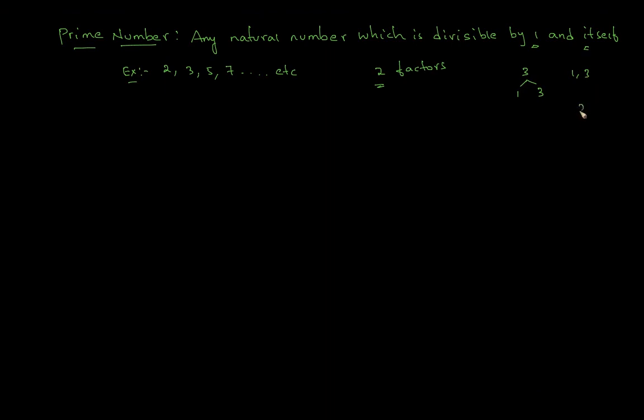If you take the example of 21, what multiples do you have? 1 into 21, 3 into 7. How many factors do you have? 1, 3, 7, 21. You have 4 factors, right? So then 21 is not a prime number, right? 21 is not a prime number, right?